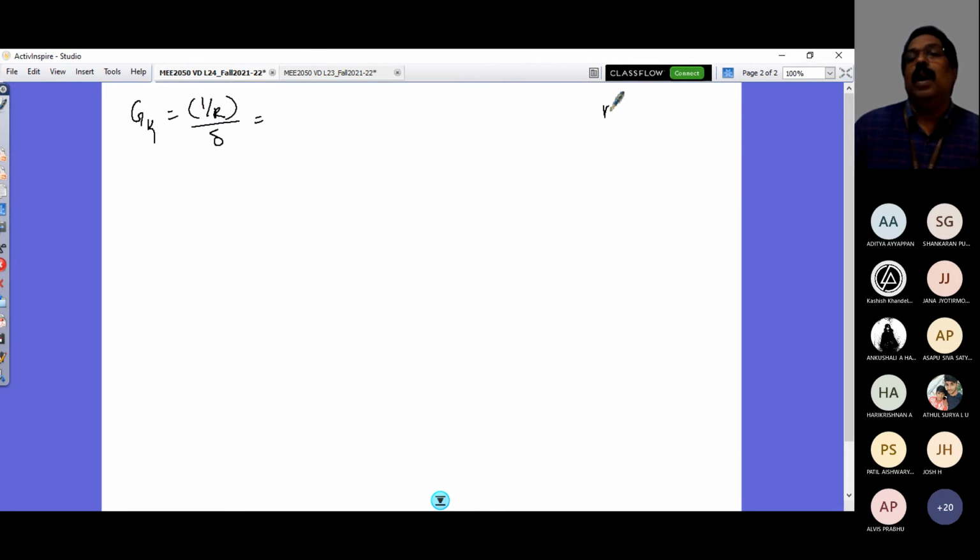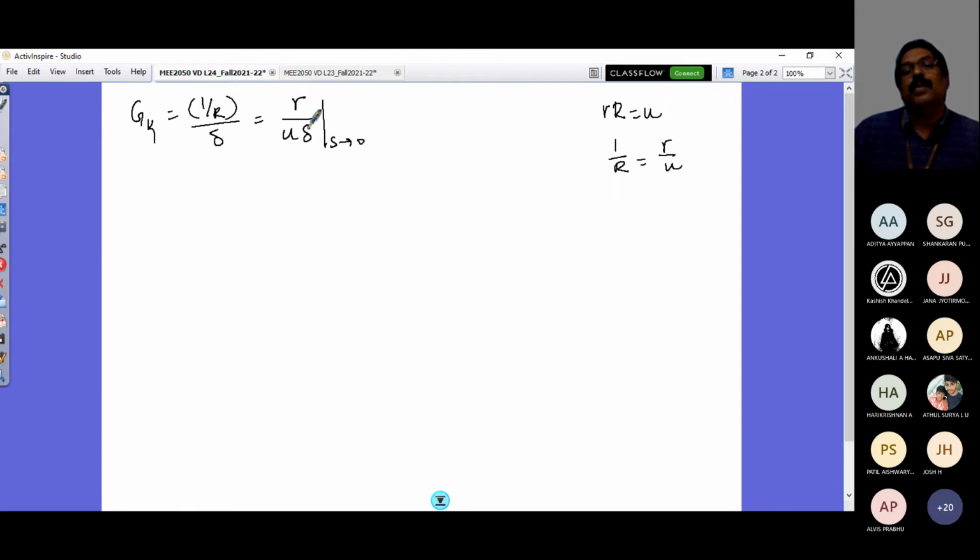I know r into capital R is the forward speed, from kinematics, where r is yaw velocity and capital R is turning radius. When I take this product, I get the forward speed. So if I have to get 1 by R, that's nothing but r by u. I already have r by delta here, so it is simply r by u delta. And as s tends to 0, whatever I have is my gain.